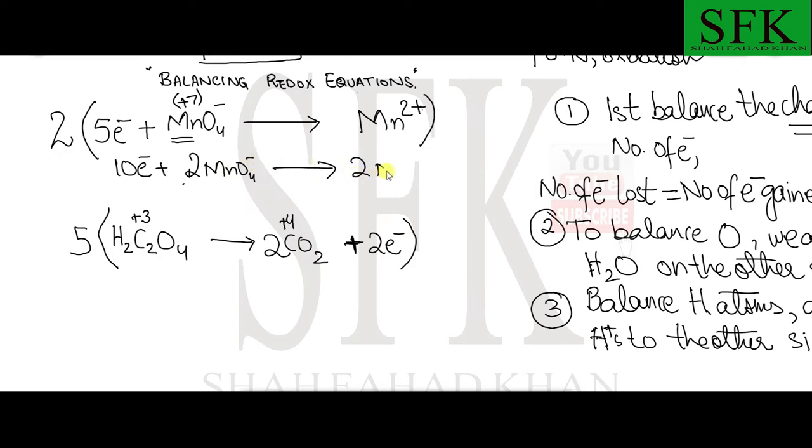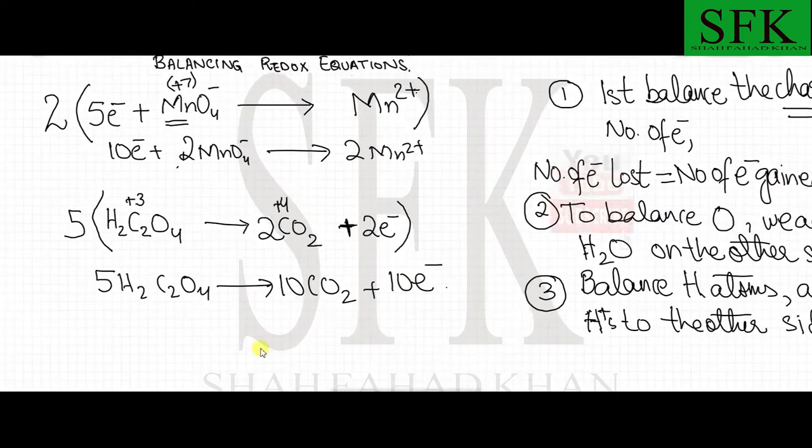forming 2 manganese, and over here it forms 5 H2C2O4, forming 10 carbon dioxide and 10 electrons. Okay, so the number of electrons lost and gained are balanced.